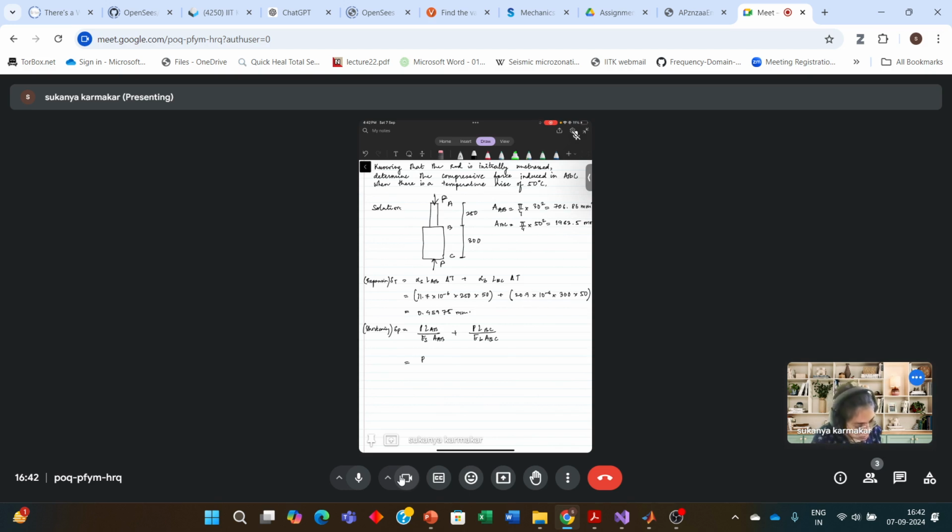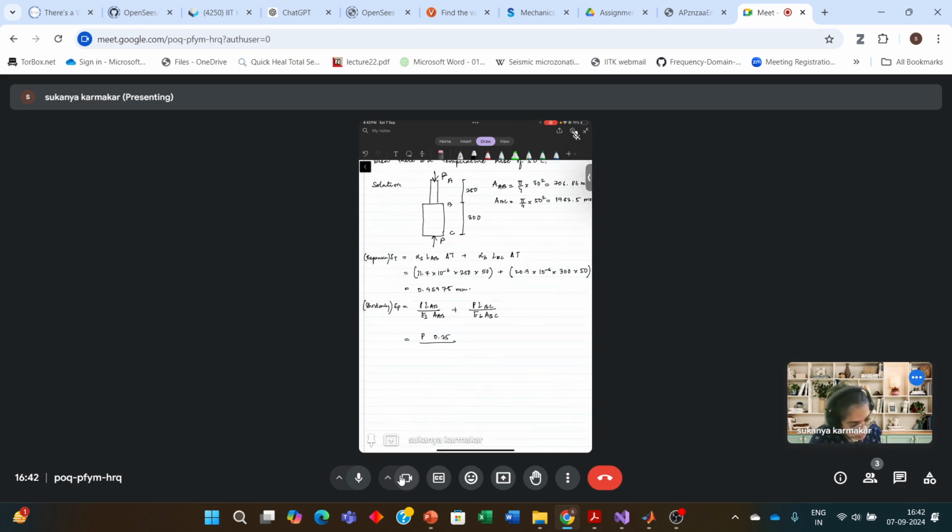Now P, we are substituting working in the units of Newton meter. So length is 250 mm, so 0.25 meter. Young's modulus of steel is 200 GPa, so into 10 to the power 9. And the area of cross section of AB is 706.86 into 10 to the power minus 6.